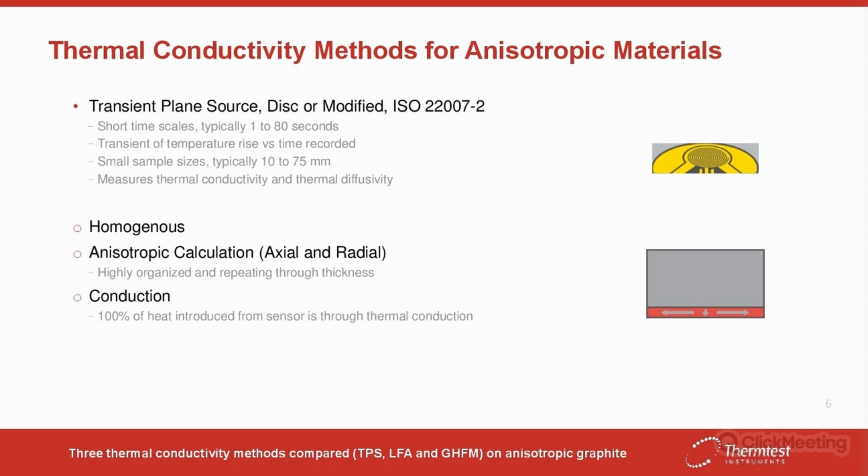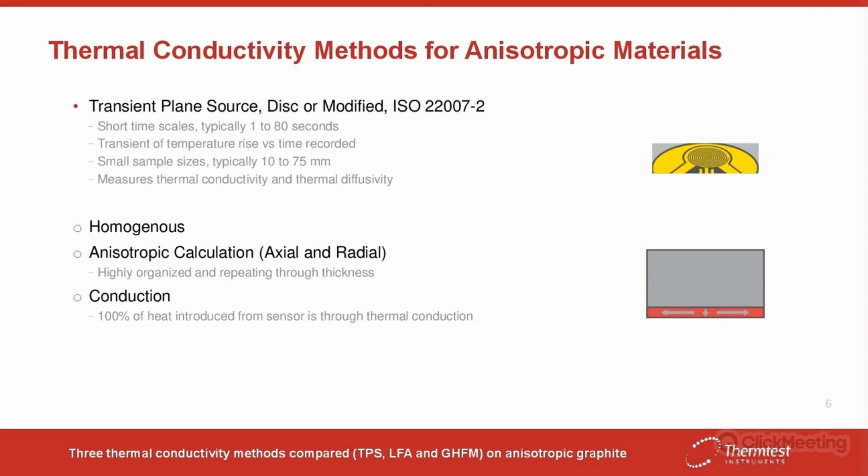Sample sizes are small, typically on the 10 to 75 millimeter scale. Of course, there are sizes lower and larger than that, depending on the situation, but those are typical. You do measure thermal conductivity and thermal diffusivity with this method. There are various calculation models within this method, one of them being isotropic, which we talk about in another webinar. In this webinar, we're going to talk about the anisotropic calculation model.